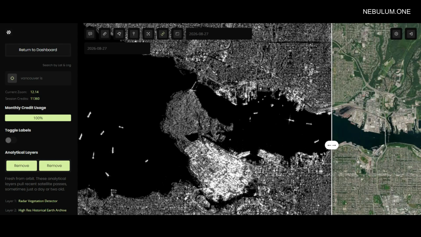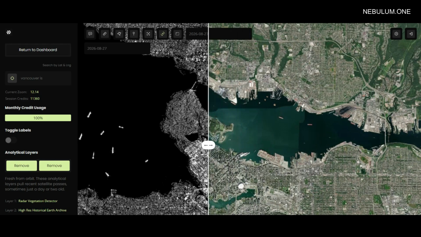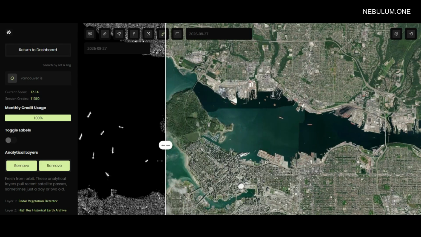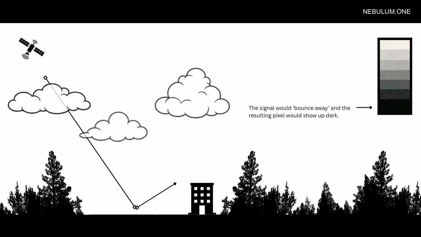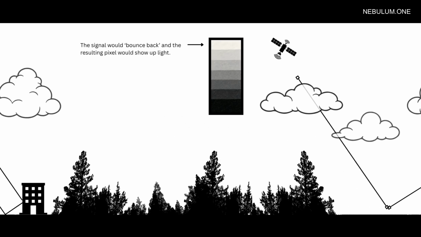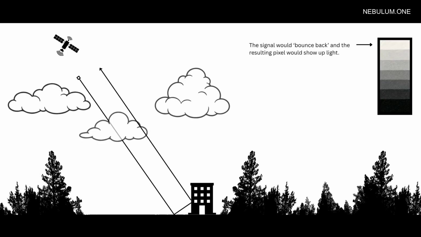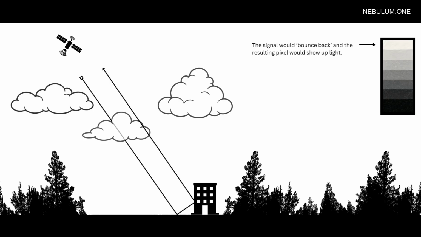But regardless of band, all radar shares one huge advantage, because it's an active sensor sending out its own energy and then measuring what bounces back. So it doesn't depend on sunlight, and its wavelength is long enough to pass through clouds, and that means that radar can see through cloud cover and operate in total darkness.